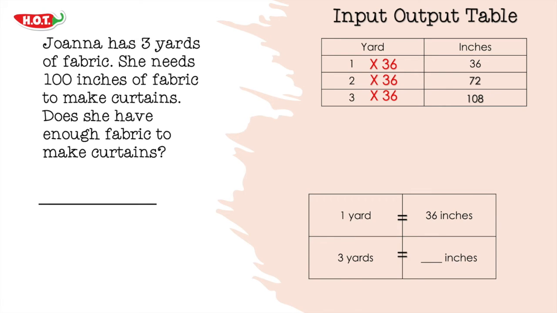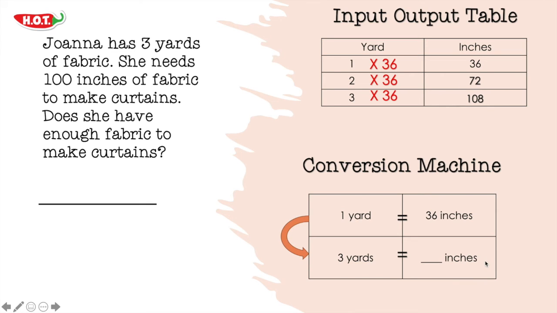Now let's use a conversion machine. 1 yard equals 36 inches. 3 yards equals blank inches. So I'm going to start off on this side. 1 times what number can give me 3? Times 3. Now I'm going to do the same thing on this side. 36 times 3 gives me 108. So she does have enough. She has more than enough because she just needs 100 inches and she has 108 inches.